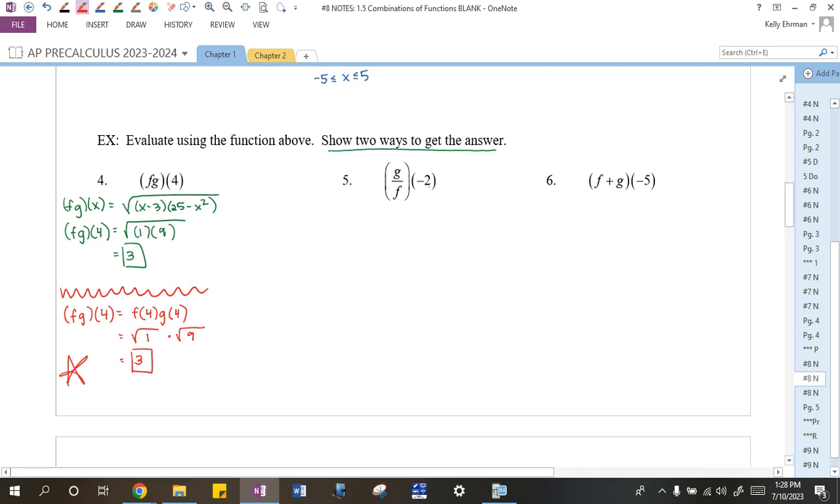G divided by f of negative 2. So show two ways to get the answer. I'm going to start with way number 2. So this is equal to g of negative 2 divided by f of negative 2. G of negative 2 is the square root of 25 minus negative 2 squared, which is 4. F of negative 2 would be the square root of x minus 3, square root of negative 5. We run into a problem right here.